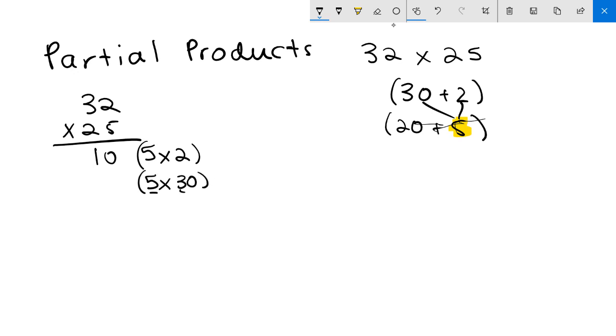And I know 5 times 3 is 15. Add the 0, 150. Okay, once I checked off the 5, I'm going to move on to 20. Okay, so 20 times 2, and 20 times 30.